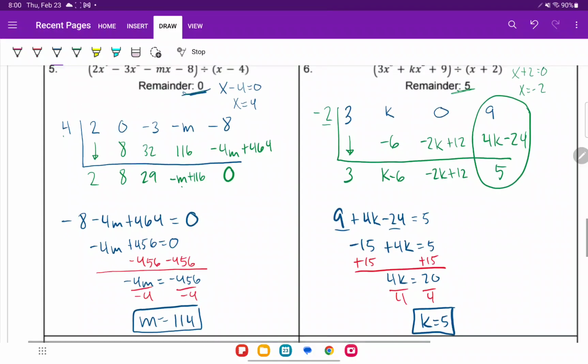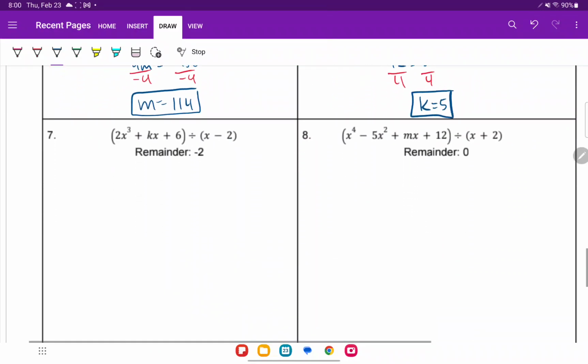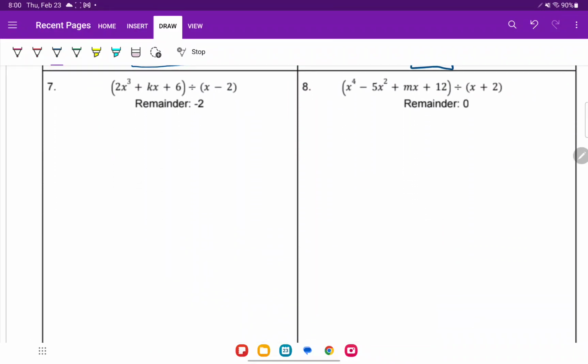Okay. And if you ever want to check this, you can always take that k value of 5, plug it in here, work synthetic division, and the remainder should come out to be 5. Okay. All right, let's take a look at these last two here, 7 and 8. Again, it's the same process. So I'm going to take x minus 2. I'm going to set that equal to 0, and we know that x is equal to 2.